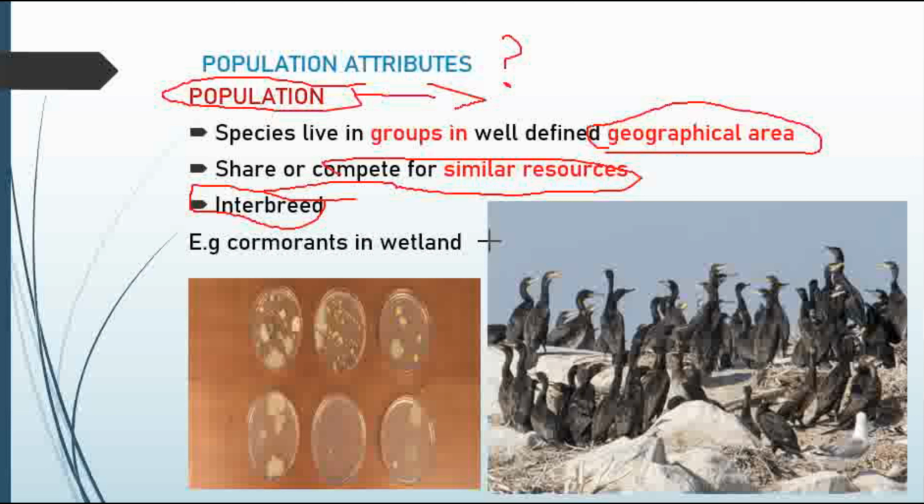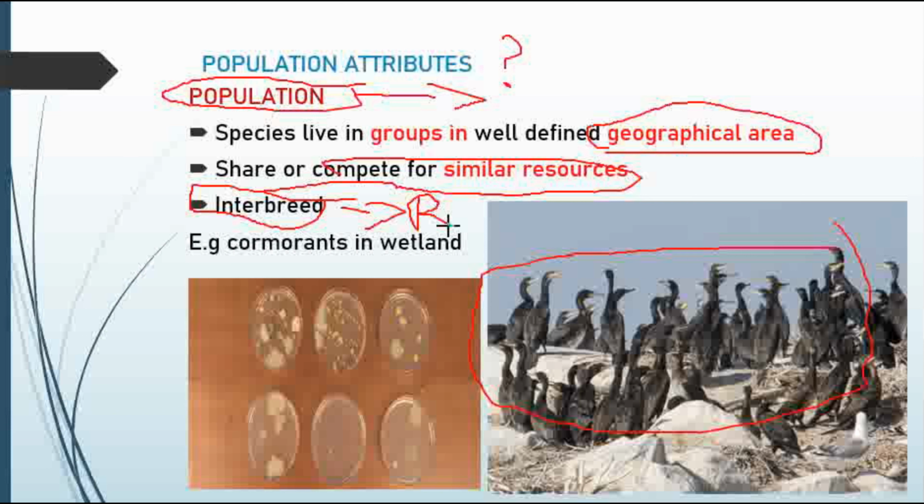It is a type of bird, and it is an example of a population. When I said interbreed, it can be sexual reproduction, or it can also be asexual reproduction.